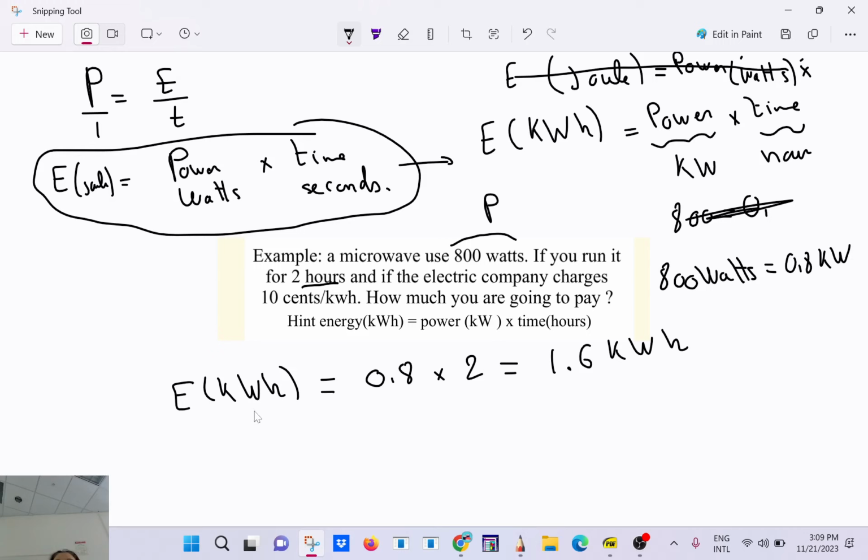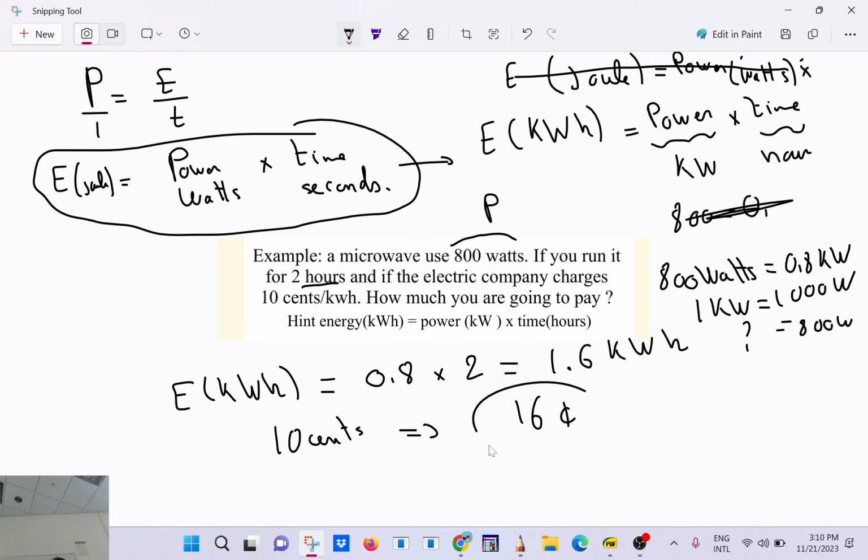So if you want the energy in kilowatt hour, the power has to be in kilowatt and the time in hours. So all you have to do is to multiply 0.8 times 2, so 1.6 kilowatt hour. And then you look on Google and you ask, okay, how much is it in Miami for kilowatt hour? I think it's a little bit more than 10 cents, but let's say it's 10 cents. Because 800 watt is 0.8 kilowatt. 1 kilowatt is 1,000 watts. So 800 watt is? You divide by 1,000. So first thing, you have to convert in kilowatt, yes? So how much money are you going to pay? How many cents? 16 cents.